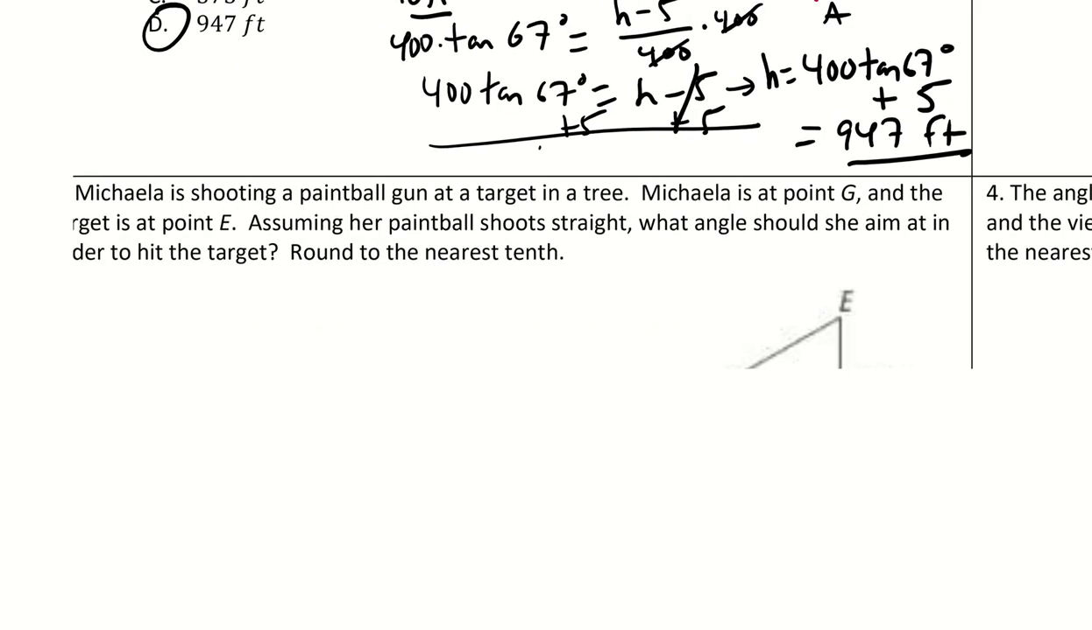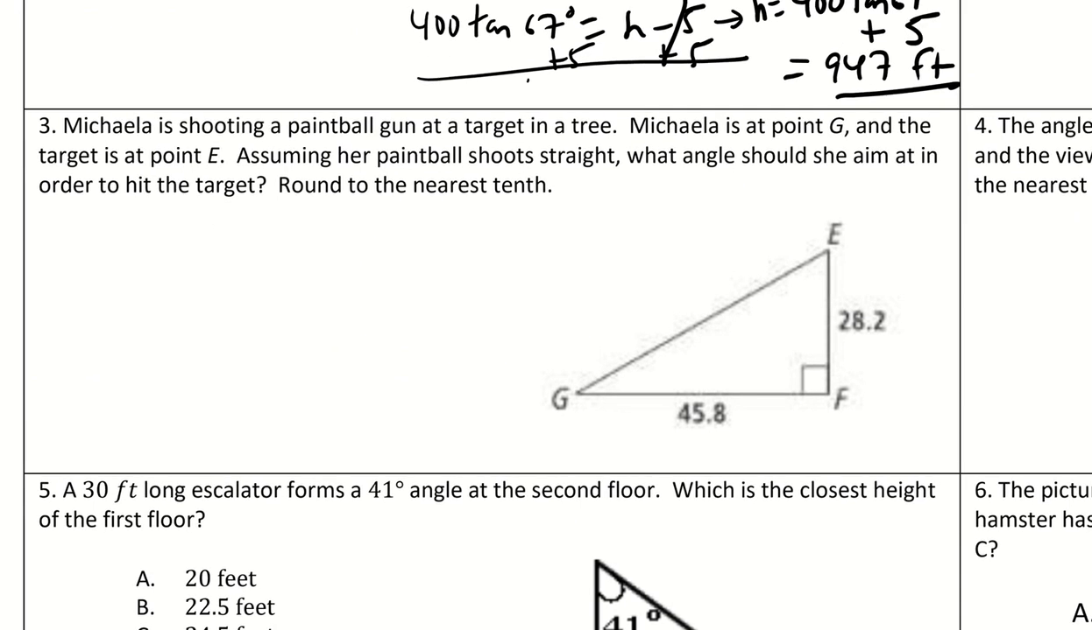All right, Michaela is shooting a paintball gun at a target in a tree. Michaela's point is at point G, and the target is at point E. Assuming her paintball shoots straight, what angle should she aim at in order to hit the target? Round to the nearest 10. So what angle should she aim at? That angle there. So what is that angle? We'll call that angle X.